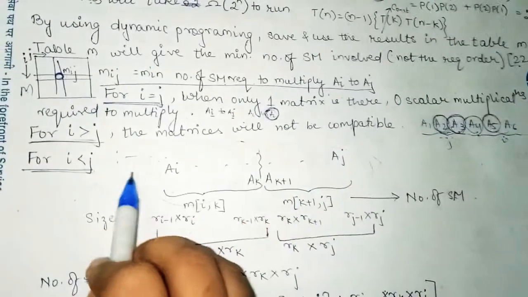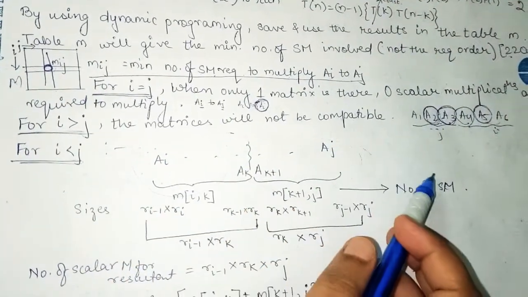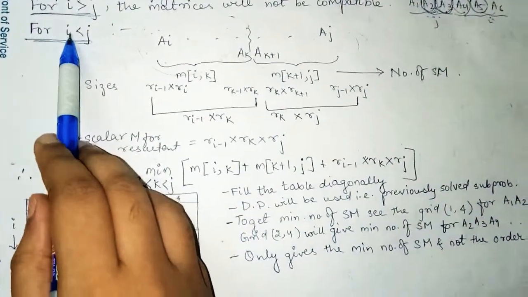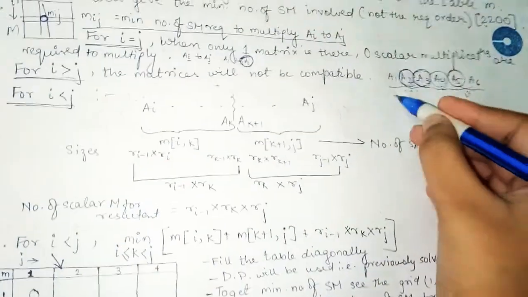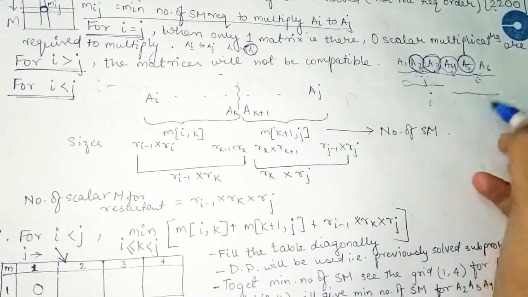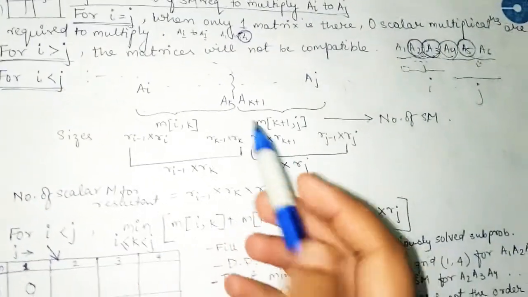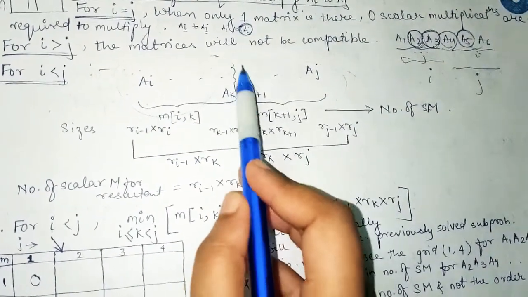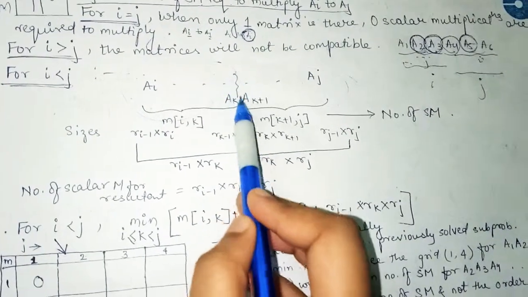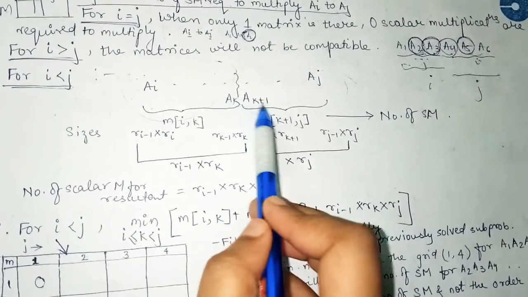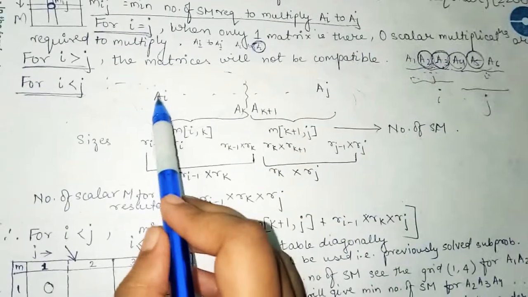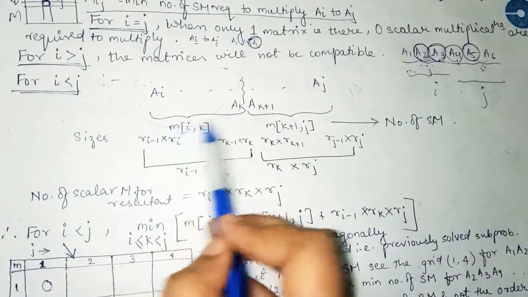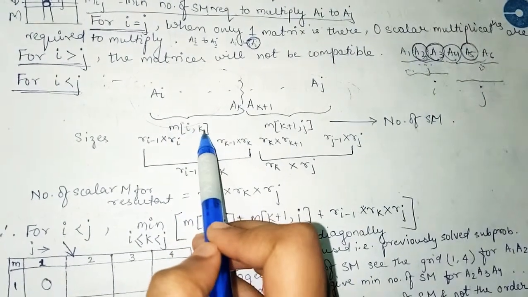So if i is greater than j, then the matrices will not be compatible for multiplying. Now the important case: if i is less than j, where these are the i and these are the j's, then from Ai to Aj we again take a split at the kth position, Ak and Ak+1. For multiplying from Ai to Ak, this can be done in m of i, k.